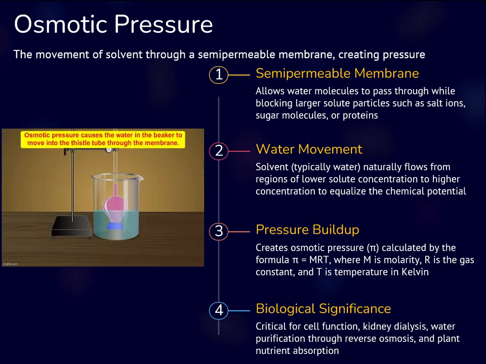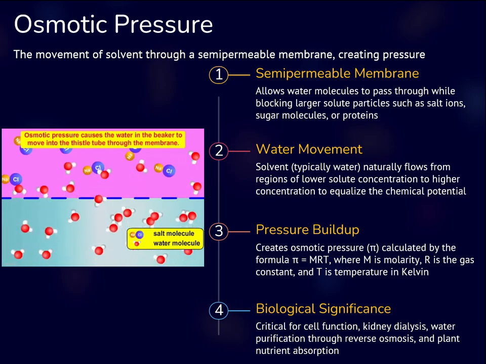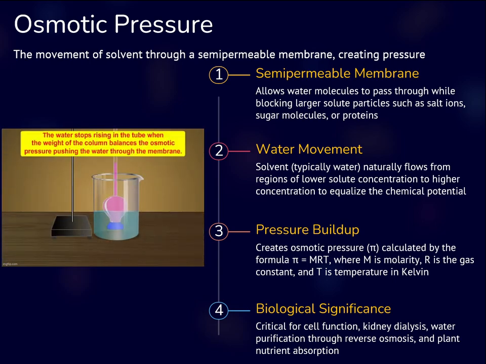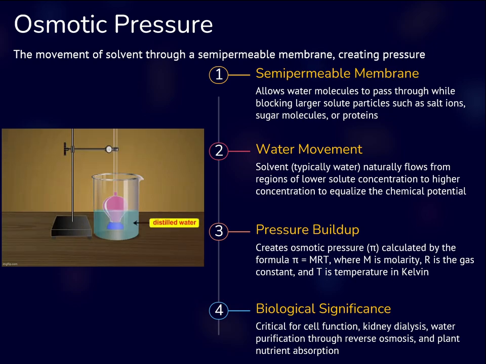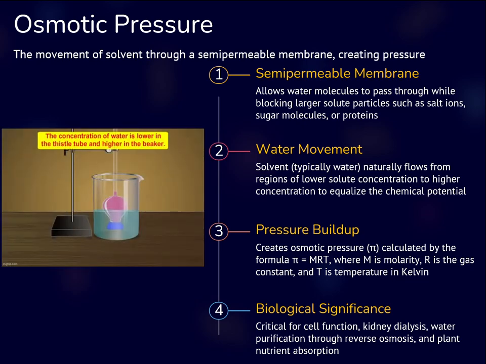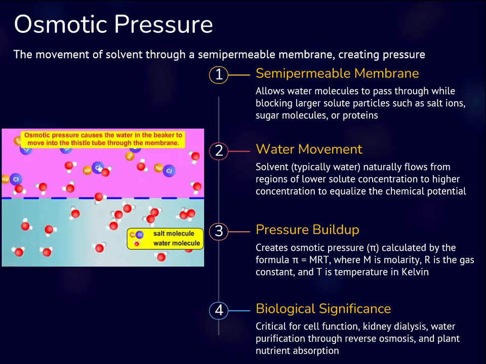Osmotic pressure is calculated using the formula pi is equal to MRT, where pi is the osmotic pressure, capital M is the molarity, capital R is the gas constant, and capital T is the temperature measured in Kelvin. By the way, it's not degrees Kelvin, it's Kelvin. Osmosis, remember from biology, is essential for many biological processes, like how plant roots absorb water and how kidneys filter blood.